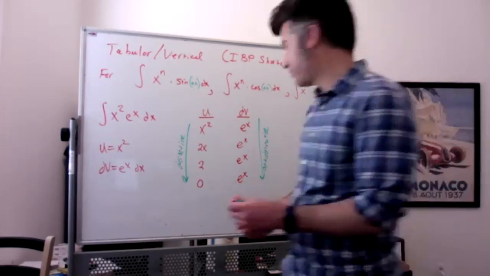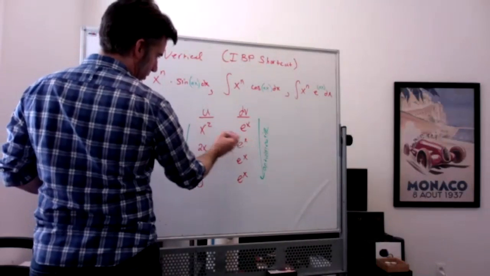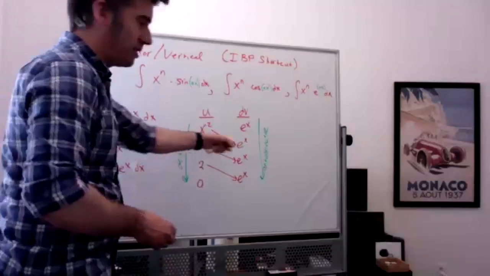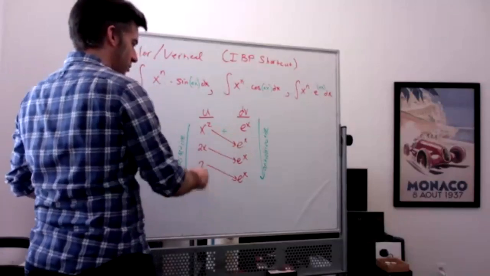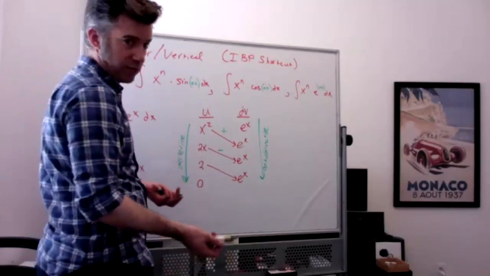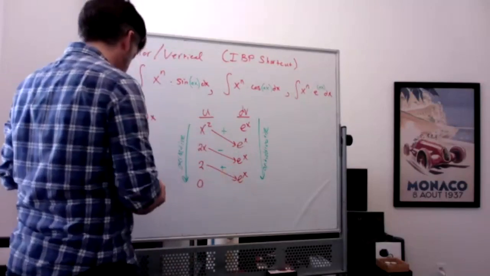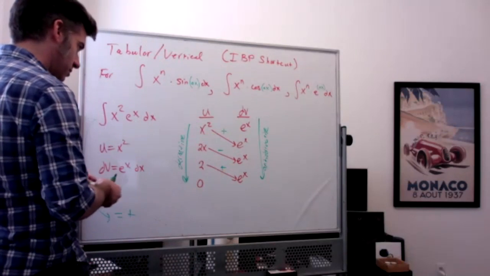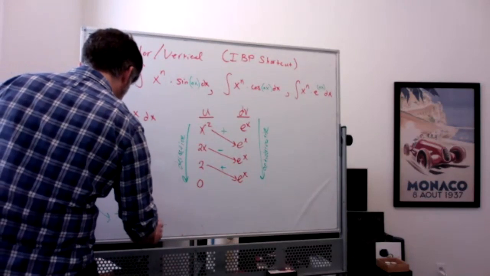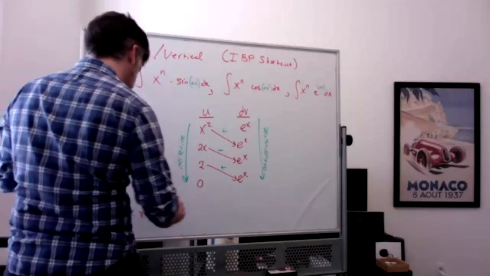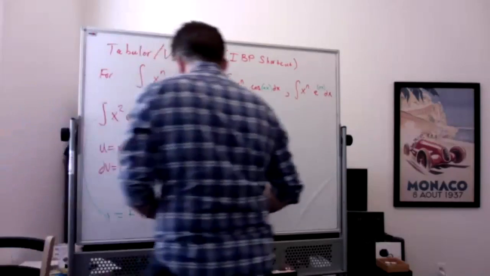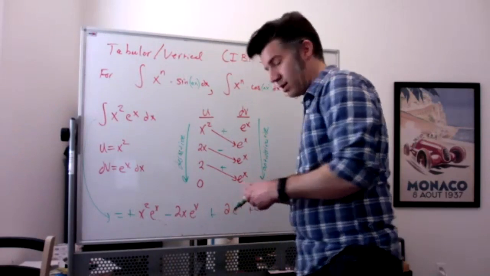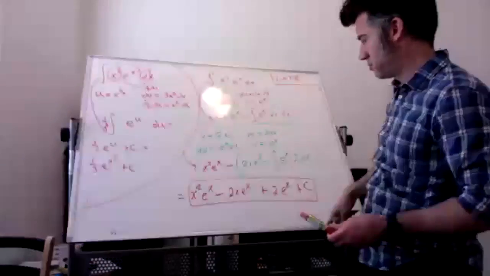Great. Then we go over one and down one. So we go there, we go there, we go there. We multiply these together and we put a positive sign. We multiply these together, put a negative, multiply those together, positive sign. So my answer here is that this integral is equal to positive x squared times e to the x minus 2x times e to the x plus 2e to the x. Just like we found right here.